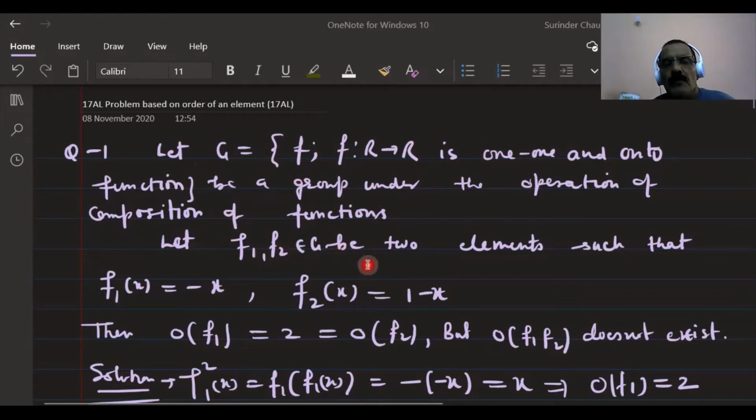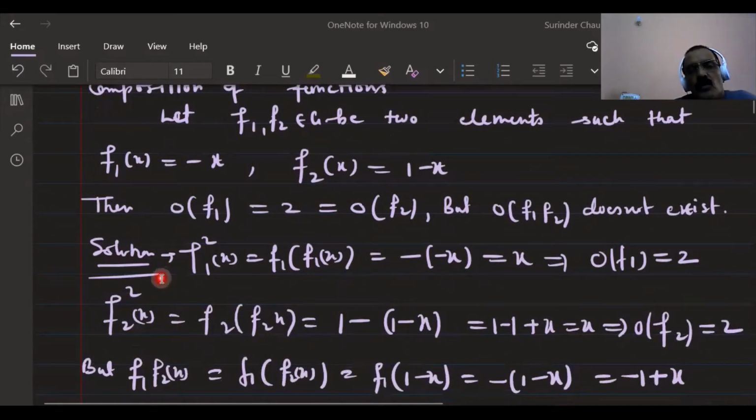Let f1, f2 belong to G, meaning f1 and f2 are both one-one as well as onto, and G is a group, be two elements such that f1 of x is equal to minus x and f2 of x is equal to 1 minus x. Then prove that the order of f1 is 2 and the order of f2 is 2, but the order of f1 f2 does not exist.